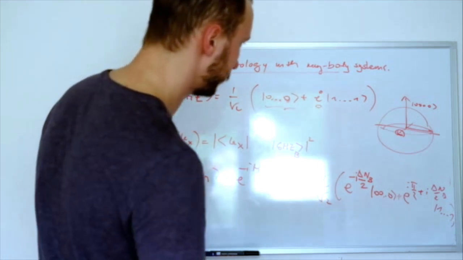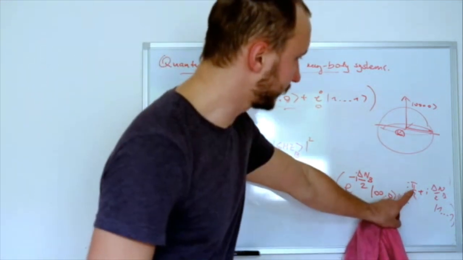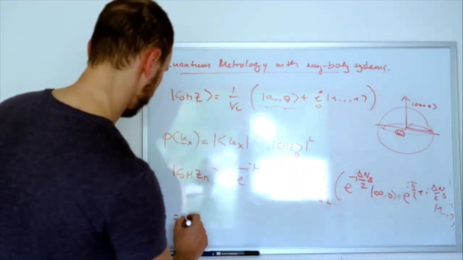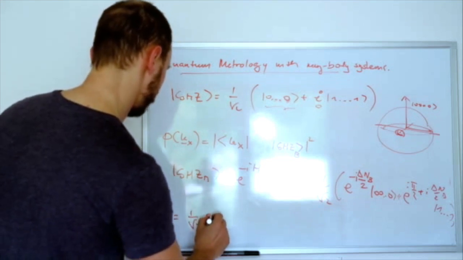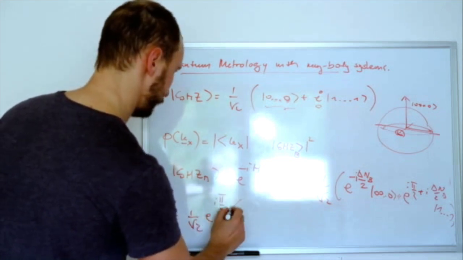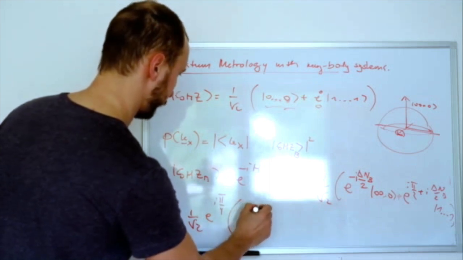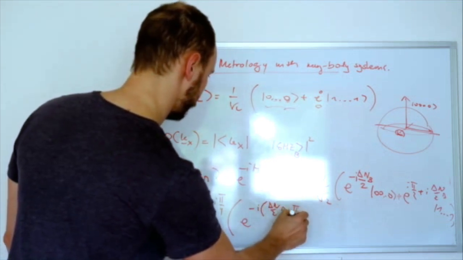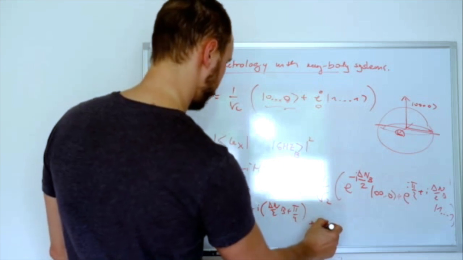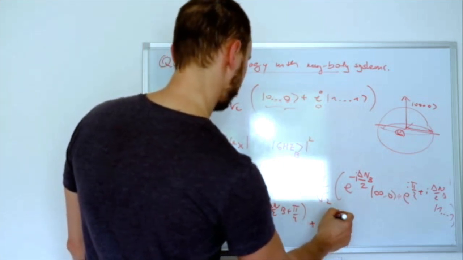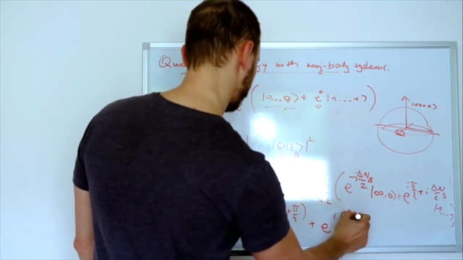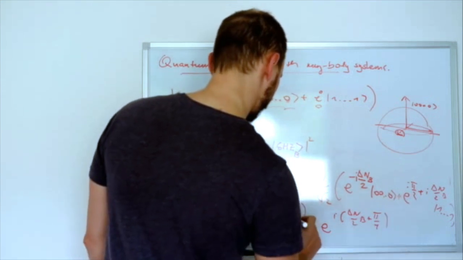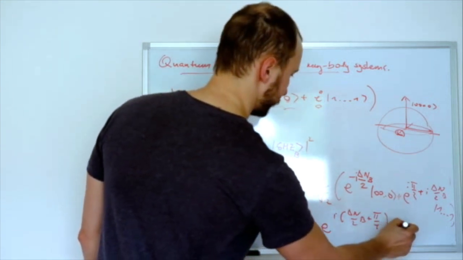One thing is that I don't like this pi factor, so we'll just factor out the pi over 4. This is equal to 1 over 2, e to the i pi over 4, times e to the minus i of delta n over 2 b plus pi over 4, times all zeros to the n, plus e to the i delta n over 2 b plus pi over 4, times all ones to the n.